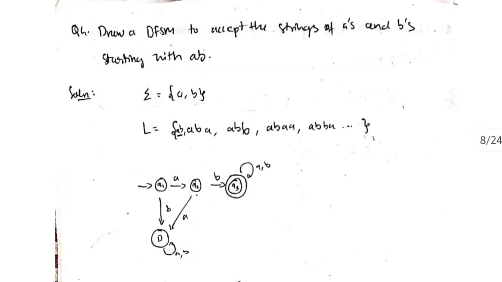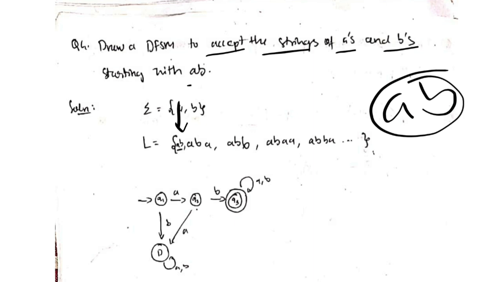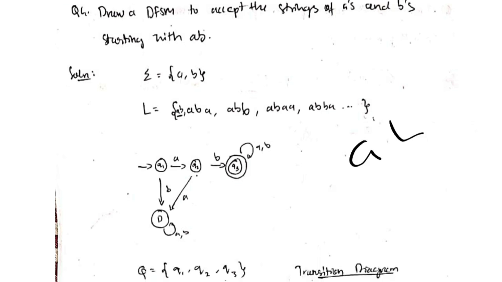In this question, we have been asked to accept the strings of A's and B's starting with AB. So the start should be AB. That's the condition. What is the minimum string which we can form? AB, right? AB is a valid string because it starts with AB, and after that we can either have more or not, upon our own wish. So this is the minimum string, AB. It has two alphabets. Therefore, how many states will we have? We will have 3 states, right? Because if the minimum is 2, we will have 3 states.